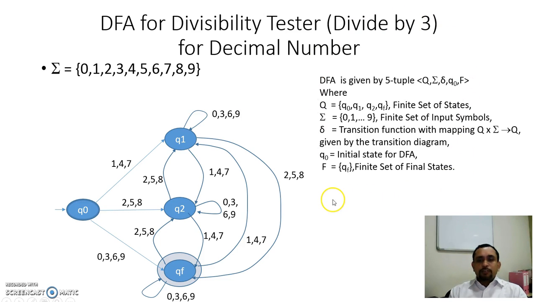Here the 5-tuple definition is given. The explanation is that we have 10 symbols, we have 4 states, and only one final set, that is QF.